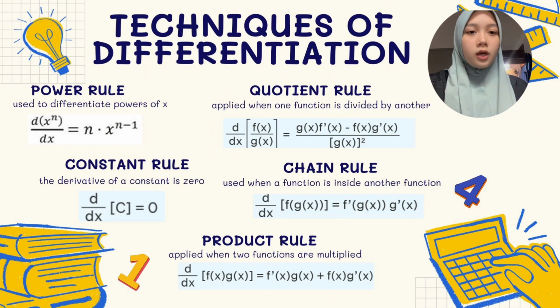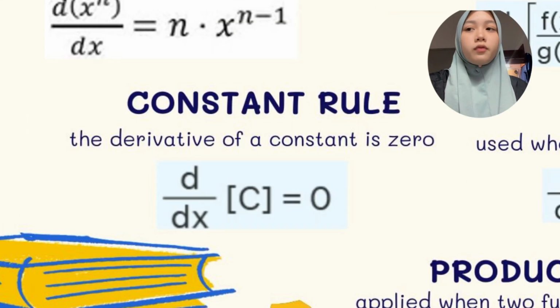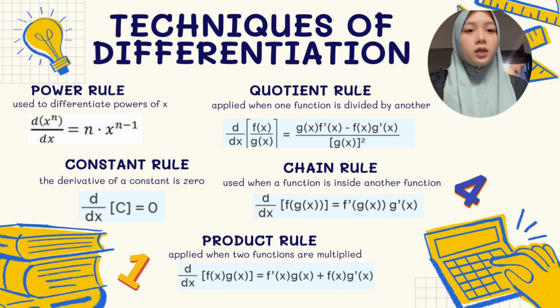Second, we have the quotient rule. It is applied when one function is divided by another. Third, we have the constant rule. It is used because the derivative of a constant is 0. Fourth, we have the chain rule. It is used when a function is inside another function.